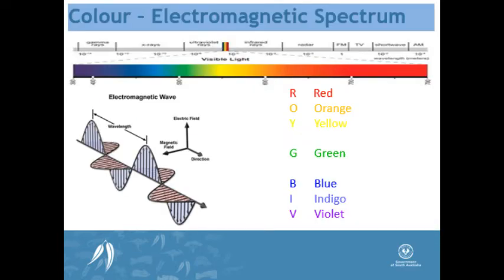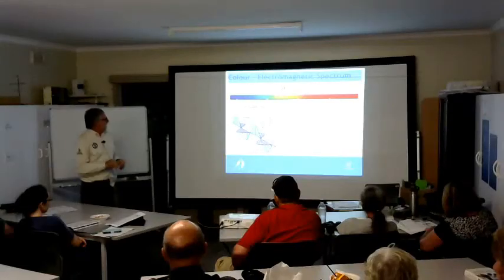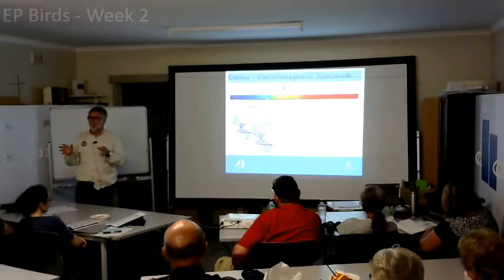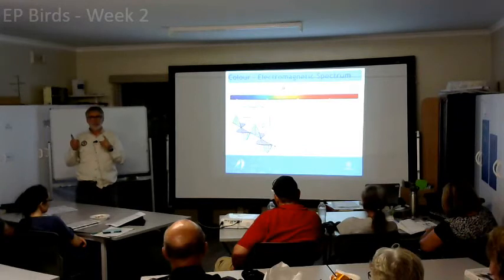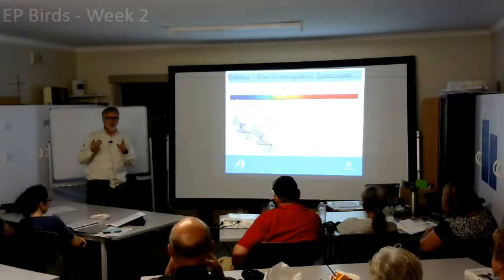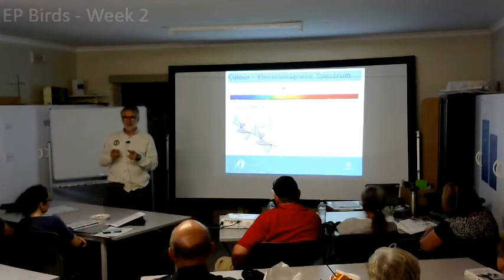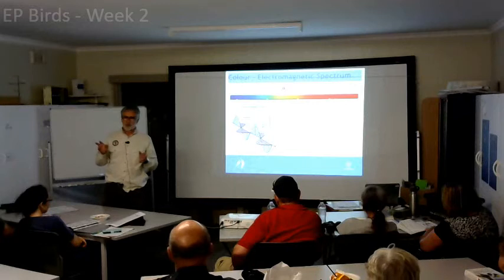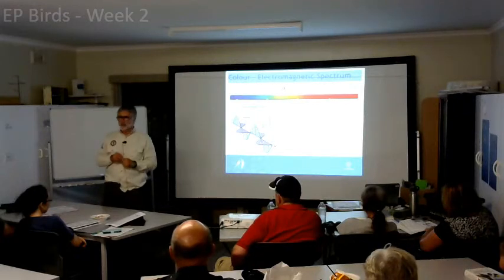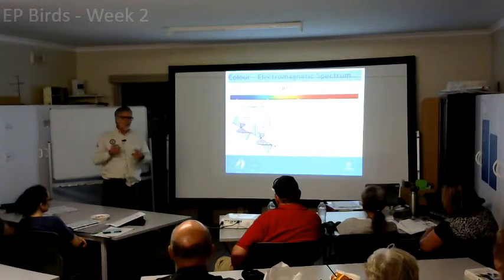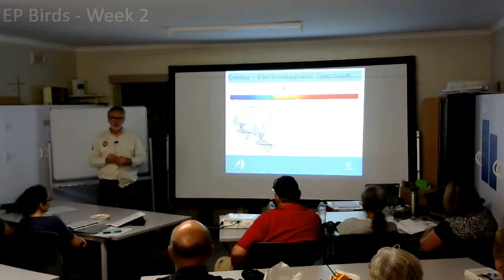Okay, now a little bit of physics quickly. Colour and how we perceive it, and then something that you really need to think about, birds see it totally differently. So if we're seeing a bright yellow bird, that doesn't mean a bird is seeing a bright yellow bird. So we'll talk about a few things, but so we're all talking the same language.